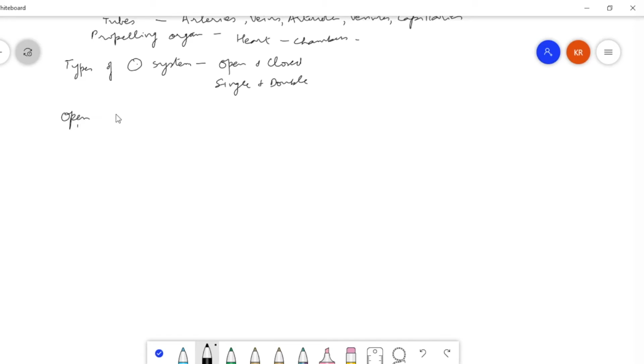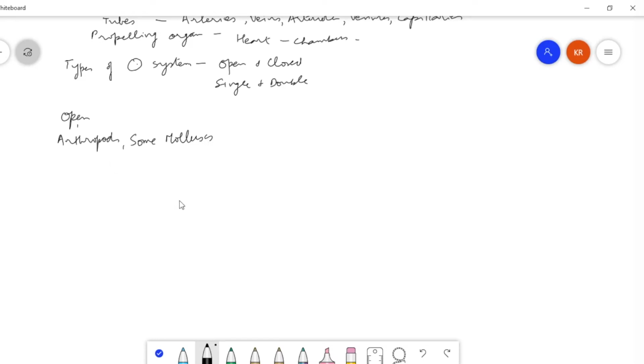So, open circulatory systems. Let's write that down over here and draw a diagram to explain what is the meaning of an open circulatory system and where do we find it. In organisms such as arthropods, that means several groups of insects and crustacea, etc., we find this open circulatory system, and in some mollusks we find this open circulatory system.